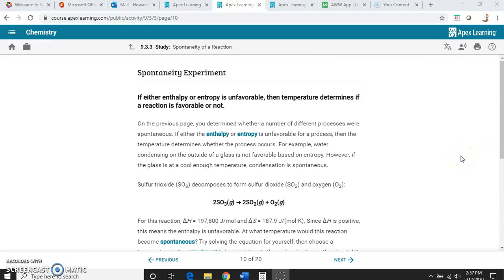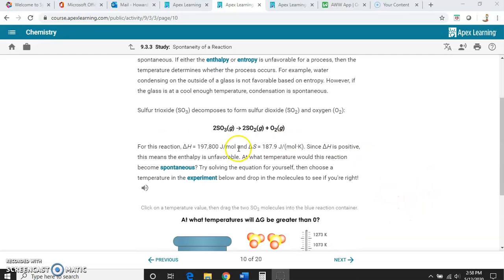Welcome back to part 2 of week 6, the spontaneity of a reaction, where we're looking at whether a reaction is spontaneous or non-spontaneous, whether it happens on its own or requires some energy to happen. We looked at the Gibbs free energy equation last time, solving for the change of G, and at what temperature, which is a really important point, the reaction will be spontaneous or non-spontaneous.